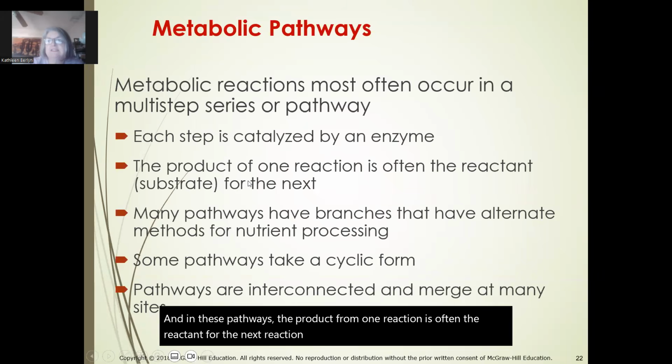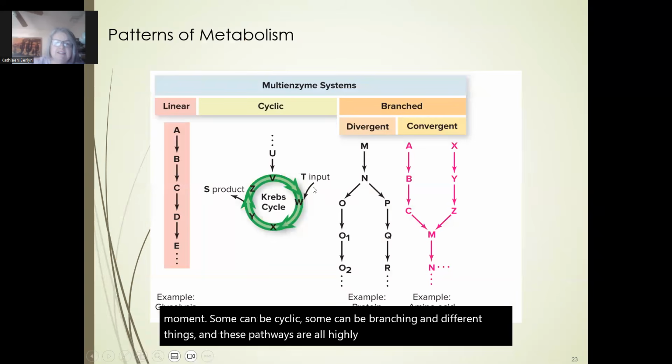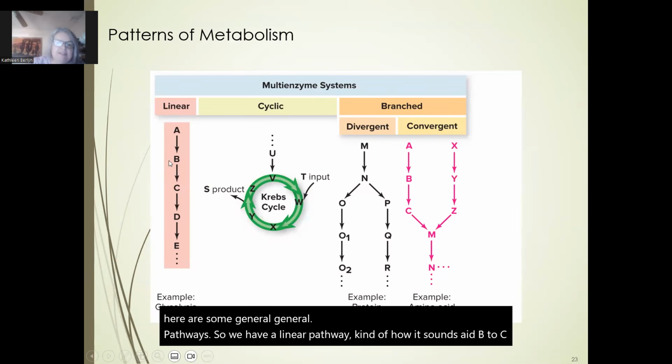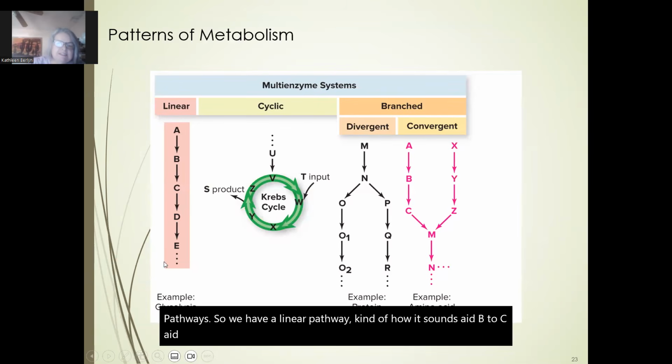And we will see that these pathways can have different patterns to them. We'll look at that in just a moment. Some can be cyclic, some can be branching, and different things. And these pathways are all highly, highly interconnected. So here are some general pathways. We have a linear pathway, kind of how it sounds: A to B to C, A to B, B to C, C to D, etc.